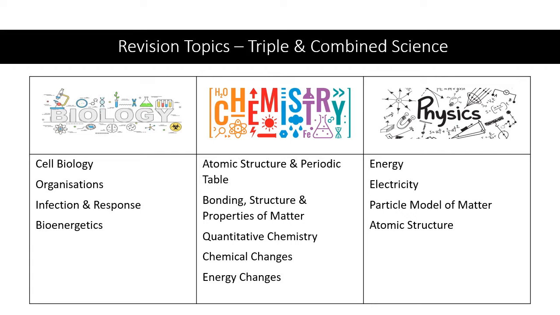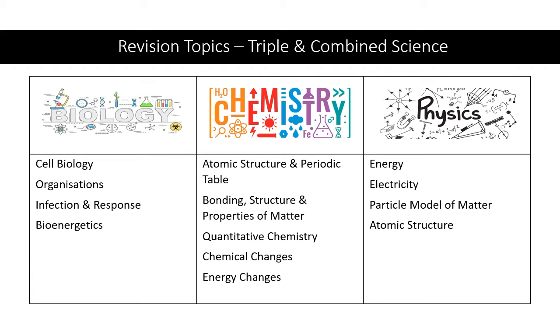When we look at chemistry: atomic structure and the periodic table, bonding, quantitative chemistry, chemical changes and energy changes. And again, they will be in your revision guide, broken down in more detail as to the subjects that are covered. For physics: energy, electricity, particle model of matter and atomic structure.